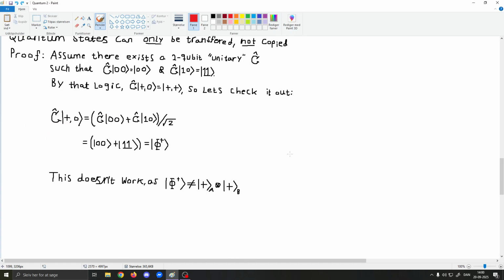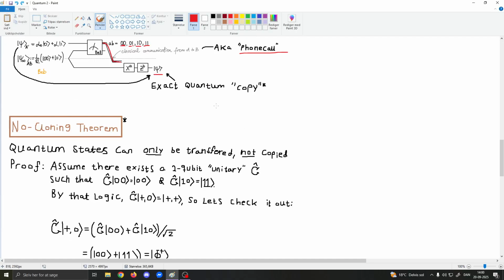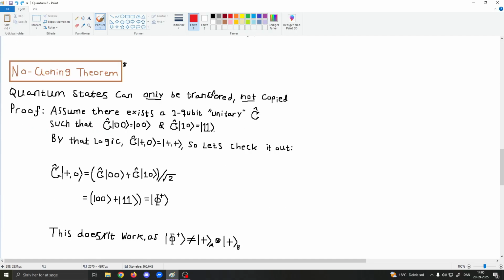Very cool. But now, why is it that we actually can't copy a quantum state, which is the last thing that I want to cover? Well, it's actually because of the no-cloning theorem. So we know that in quantum physics, we can't copy a quantum state, we can only transfer it. And the reason why is that we can have a very simple demonstration of it.